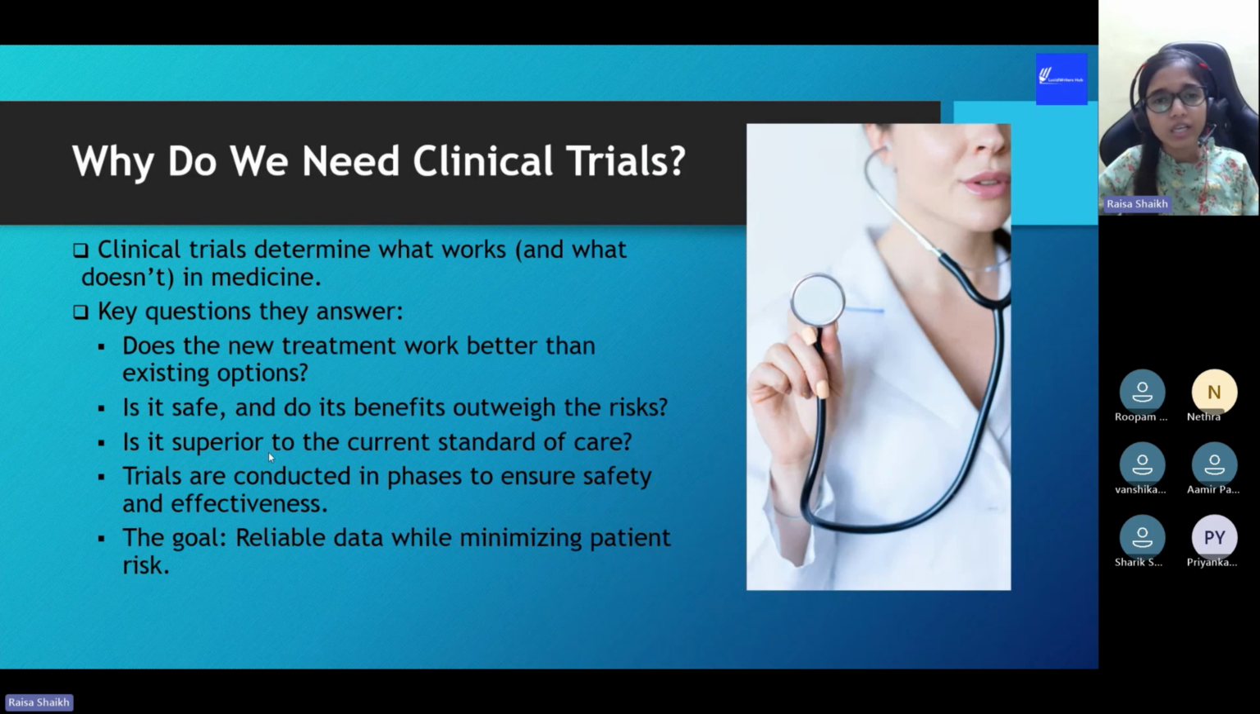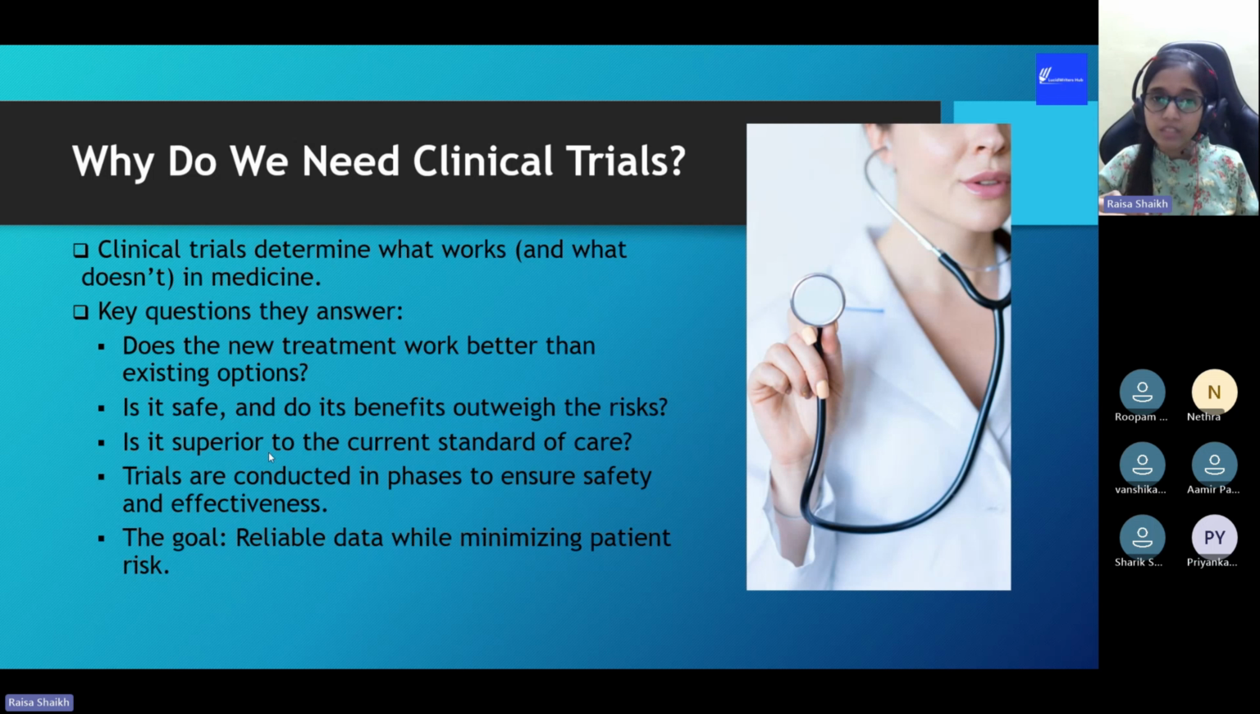Okay. Then why do we need clinical trials? So before we learn anything, unless and until we know why we need it, we won't have any interest in it, right? So clinical trials determine what works and they also find what doesn't work. So in the field of research, even if you are a college student or a professor or you're working somewhere in the field of research, it is not just important to find out what works, it is important to find out what doesn't work also.